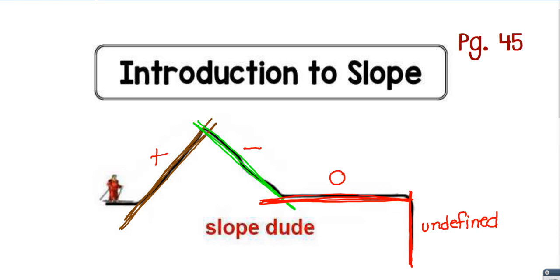The way I remembered undefined is you're falling off of a cliff if you're slope dudes, so your life is kind of undefined. You didn't make it very far. But one thing I recommend is on the top of your homework, the top of your test, you draw this picture. So I would actually draw a little mountain peak, a flat line, and a vertical line with positive, negative, 0, and a U to represent undefined.